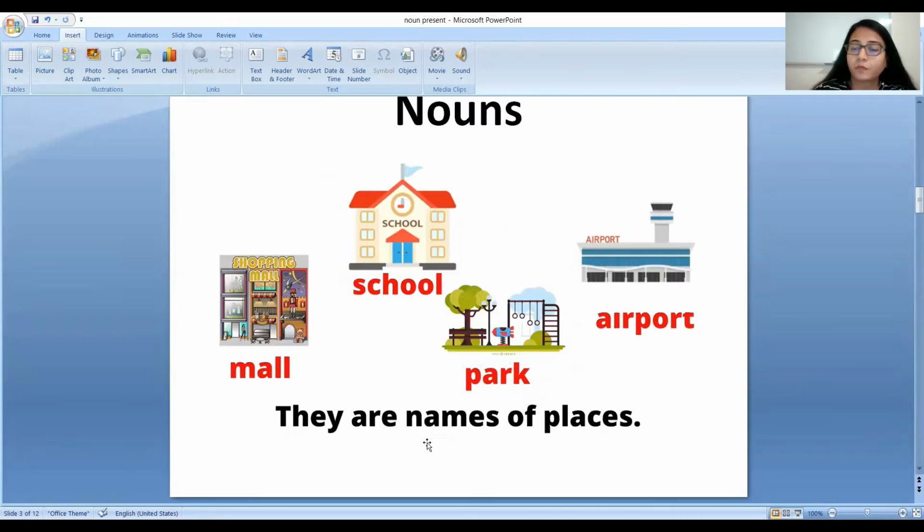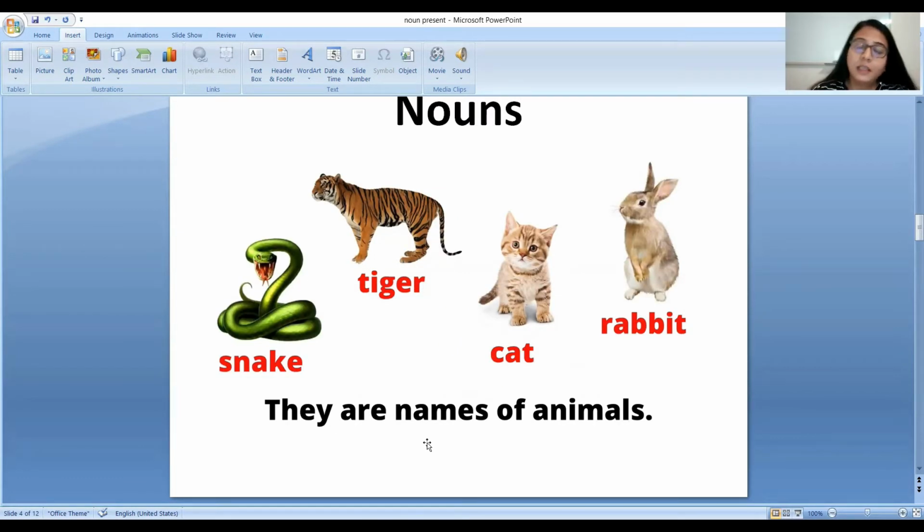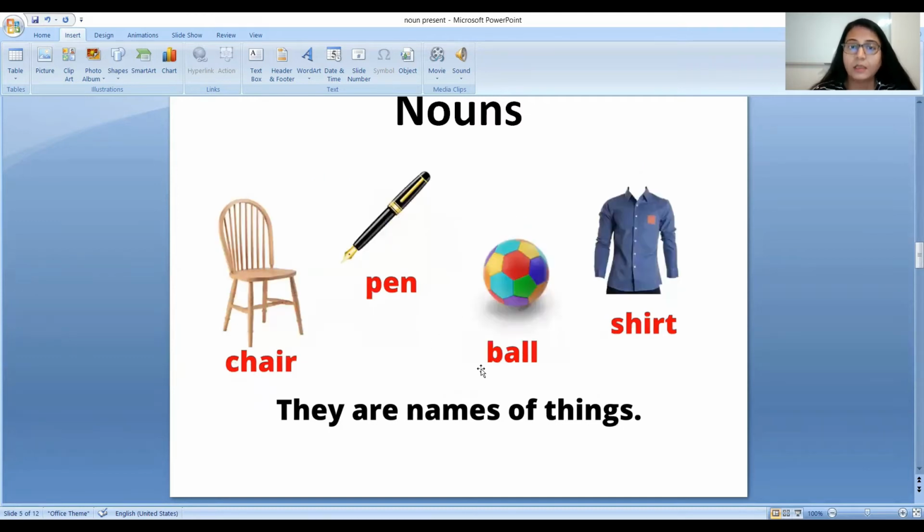Next. And in this slide, you can see a picture of a snake, a tiger, a cat and a rabbit. And these are all names of animals. That means all these are also nouns. Next. And in this slide, you can see a picture of a chair, a pen, a ball, and a shirt. They are all names of things. That means they are also nouns.